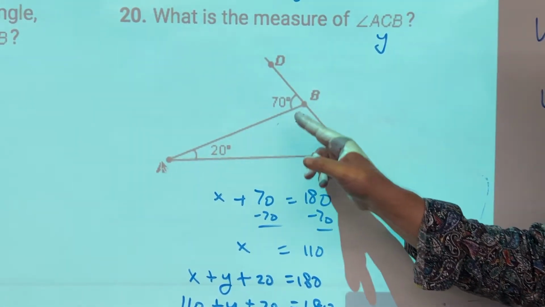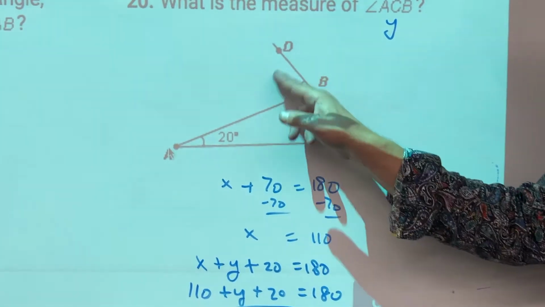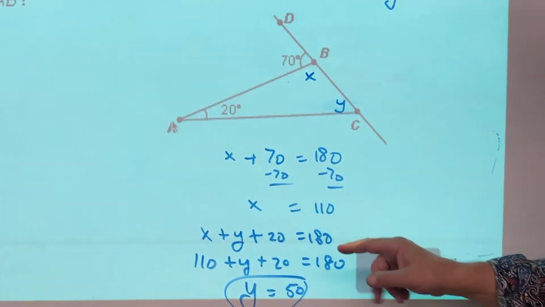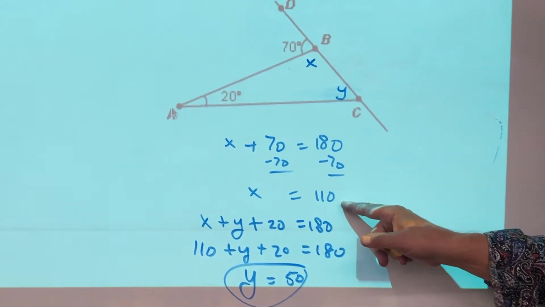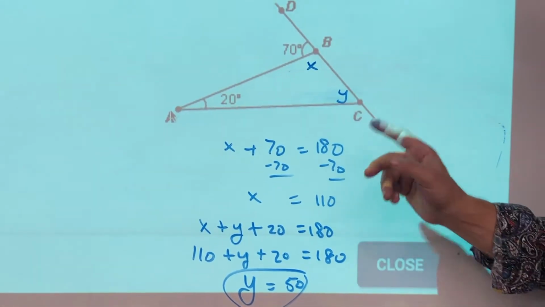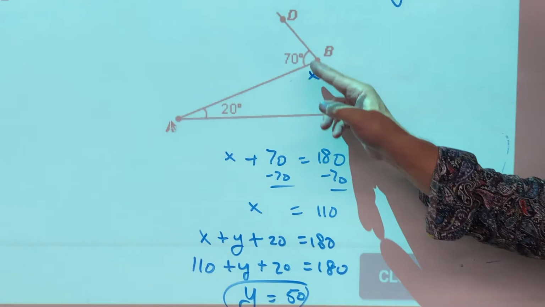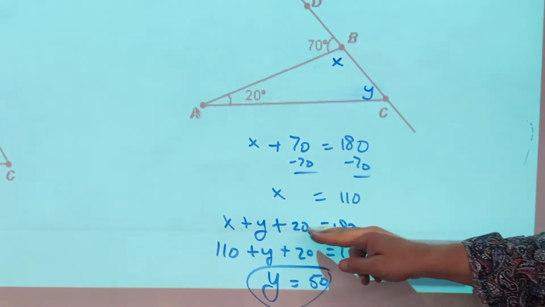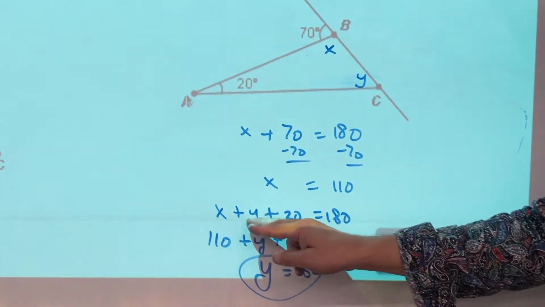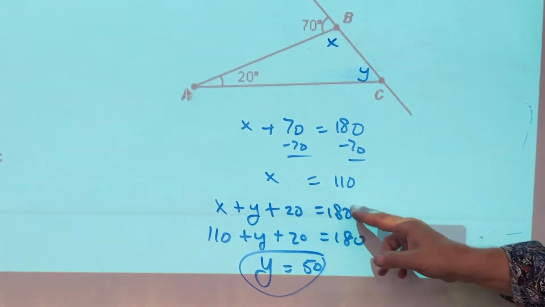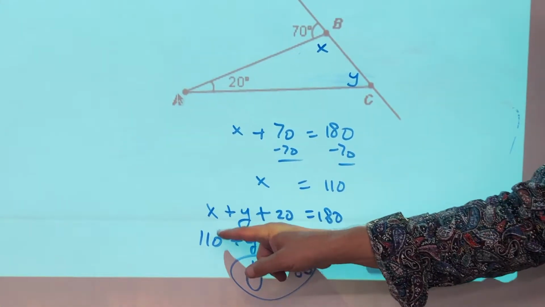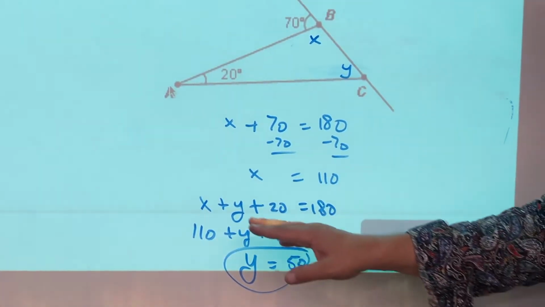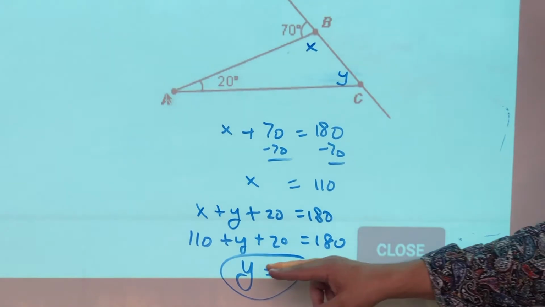We know that x plus 70 is equal to 180. That's a straight line, so we know that. Subtracting 70 on both sides means x equals 110. By the way, 70 plus x, these are also linear pairs. 110 and 70 are equal to 180. So we use this now because x plus y plus 20 equals 180, because the angles of a triangle are equal to 180. So now we're going to put in 110 for x. We still don't know what y is. Plus 20 equals 180. We do the algebra, and y equals 50.